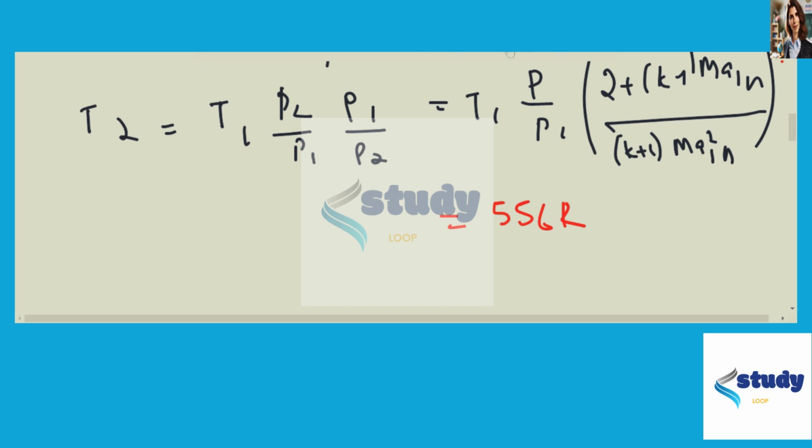And the downstream Mach number, Ma2, equals Ma2n upon sin (beta minus theta), and that equals 0.7. So these are the three values that we require.